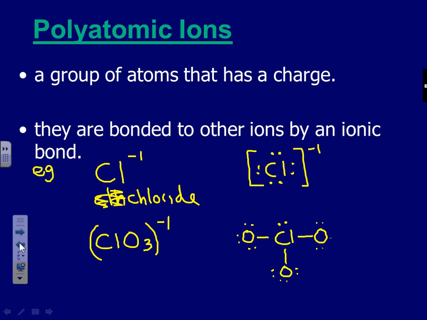And it turns out that this entire thing has a -1 charge. So it's an ion like chloride that has other atoms stuck to it. But when we do chemistry, that thing behaves just like a chloride. When it reacts with something, we will cross over the charge, that -1 charge, just like we do for the chloride ion. This particular ion is called chlorate.